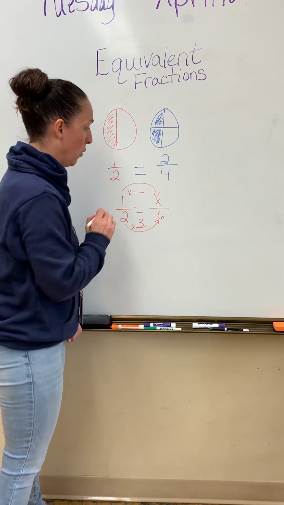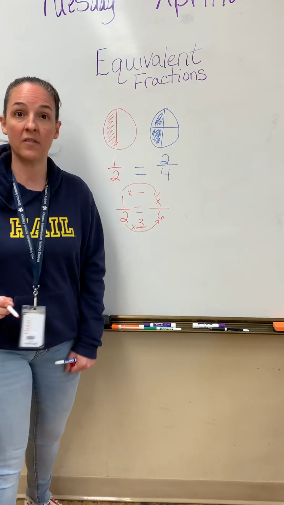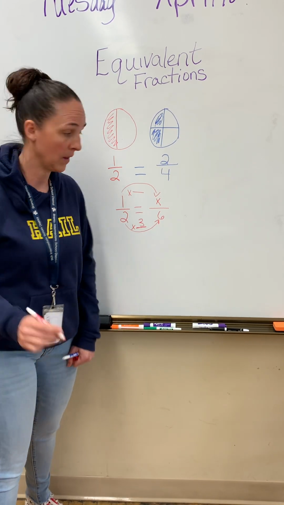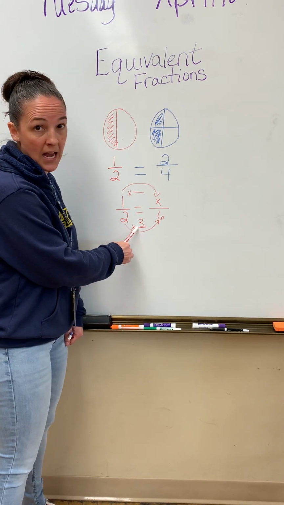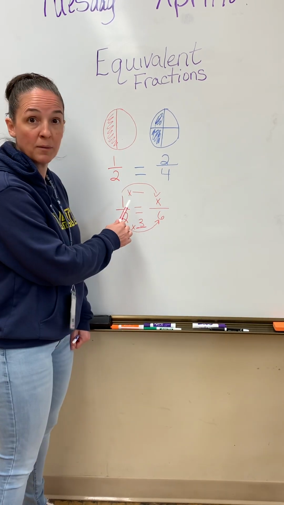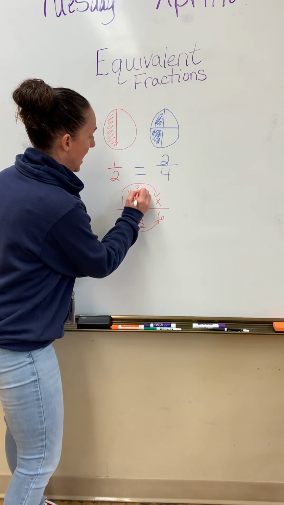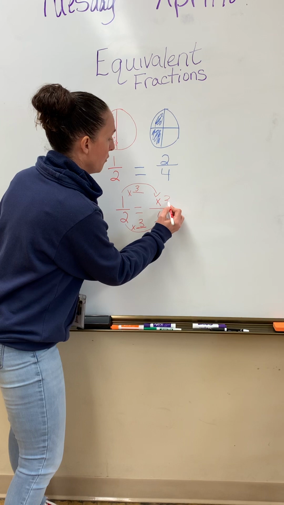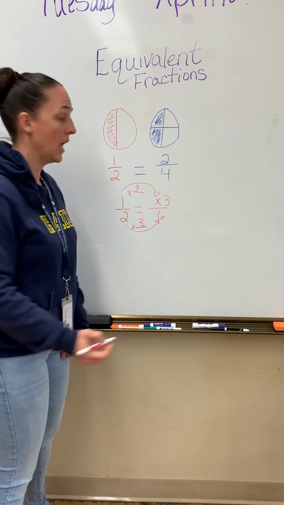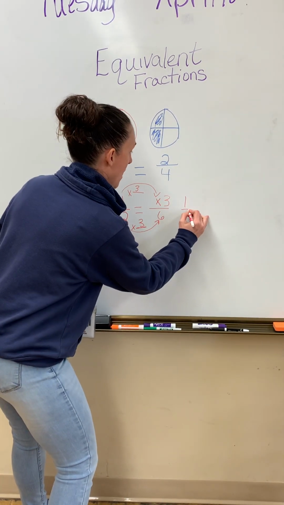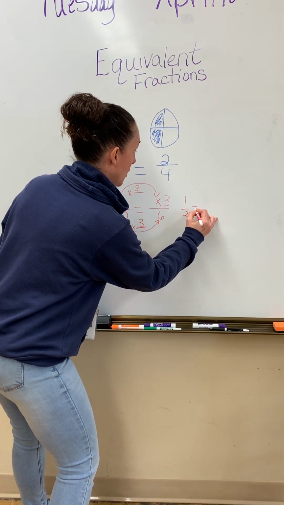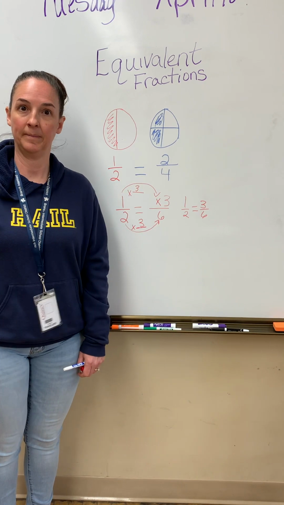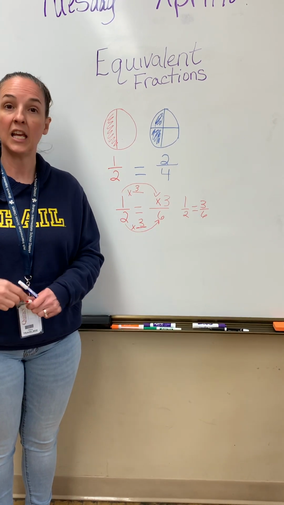1 times what number is going to give us the equivalent fraction, the numerator of our equivalent fraction? Since we multiplied by 3 on the bottom, we are also going to multiply by 3 on the top. 1 times 3 is 3. Therefore, 1/2 is equivalent to 3/6. And that's how we find equivalent fractions.